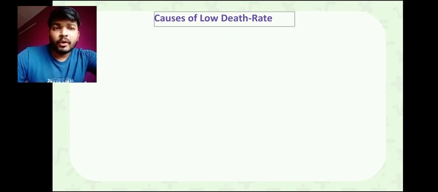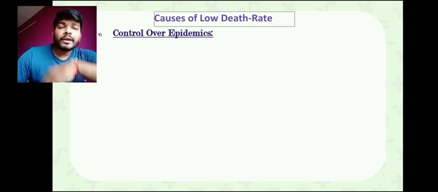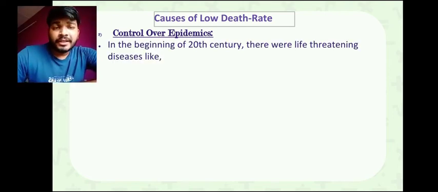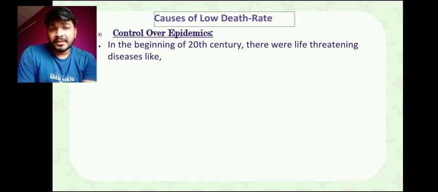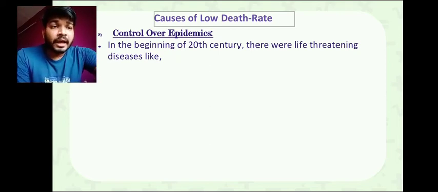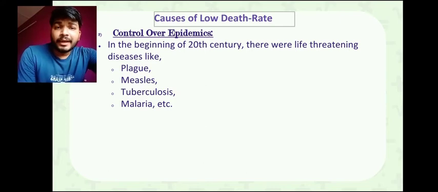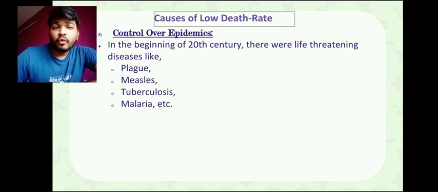Now moving to the next point, here it talks about the control over epidemics. Epidemics here means the major ones at the beginning of the 20th century, in 1901. From there, if you see, there were so many threatening diseases like what? Plague, influenza, measles. Then tuberculosis, TB. Then malaria. All these became major diseases at that time because there were no vaccines available. They didn't know how these diseases were caused and how to overcome them.